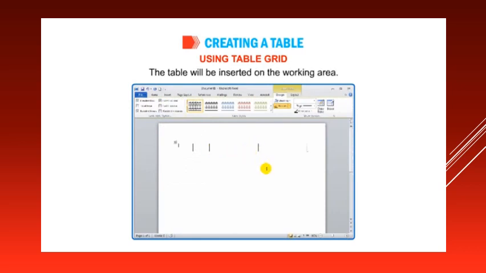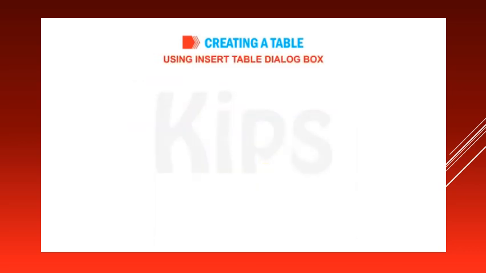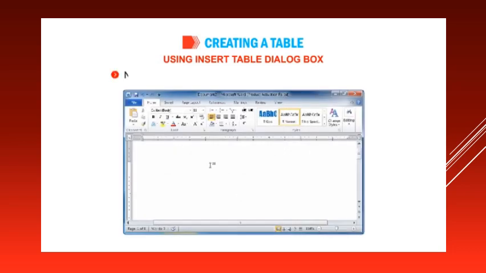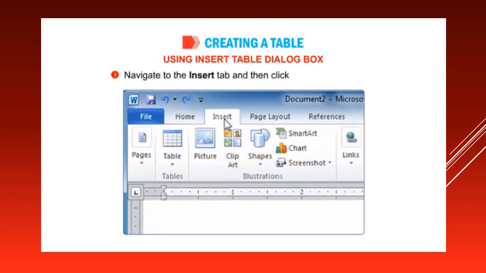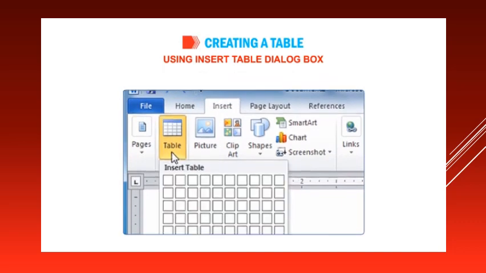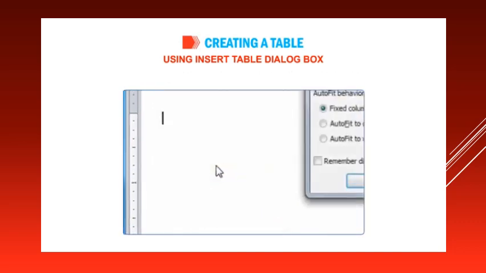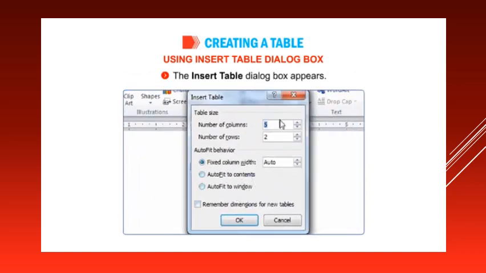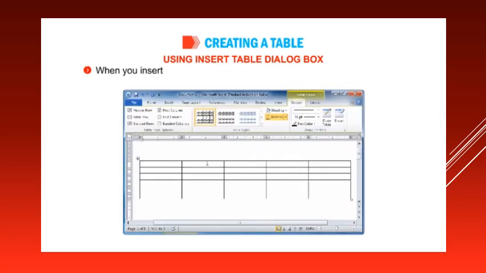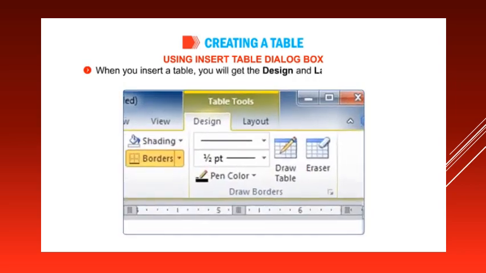Using the Insert Table dialog box. Navigate to the Insert tab and then click on the Table button. Select the Insert Table option from the drop-down menu. The Insert Table dialog box appears. Specify the number of columns and rows in the dialog box and click OK. When you insert the table, you will get the Design and Layout tabs on the ribbon under the Table Tools.